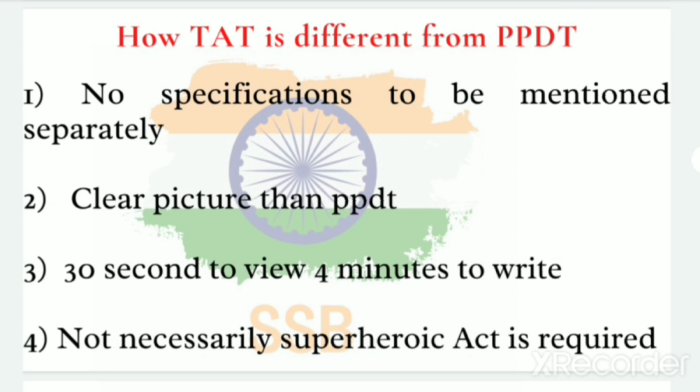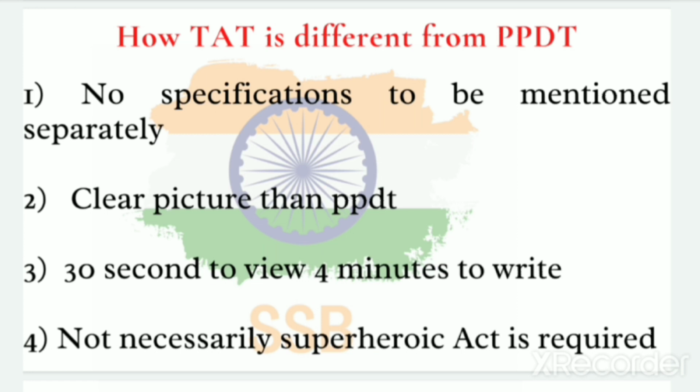So how is TAT different from PPDT? As I mentioned earlier, TAT is where 12 slides of pictures are shown, or 11 slides of pictures are shown, and in the 12th one it's a blank slide and you have to write a story. Similar is the case of PPDT. You are shown a picture and you have to write a story.